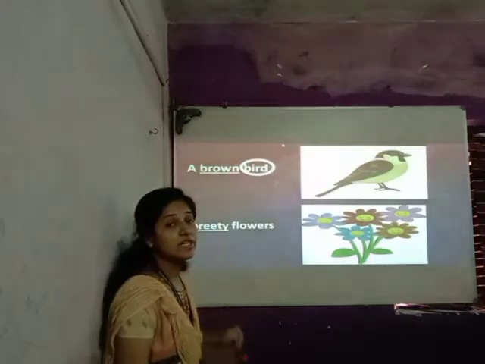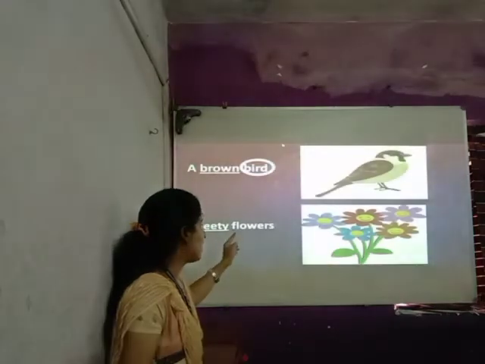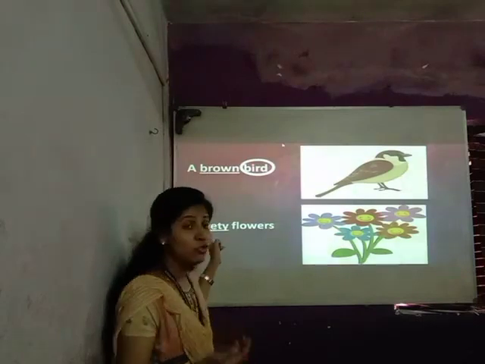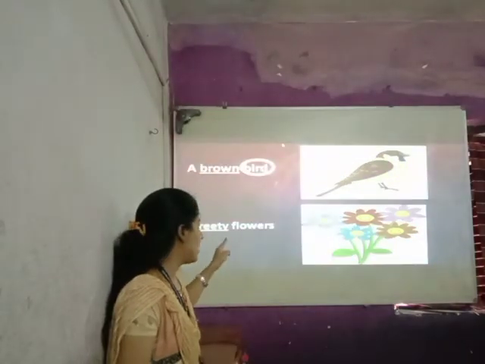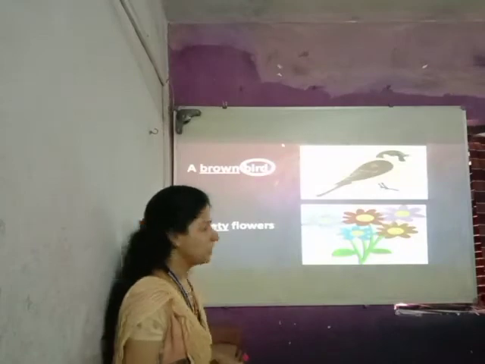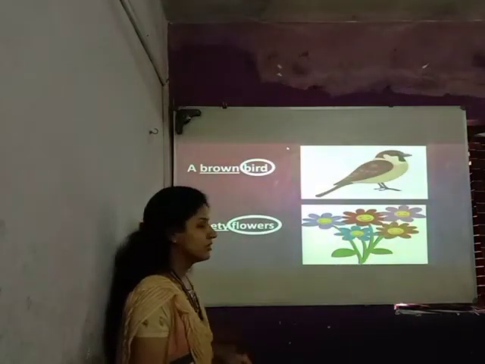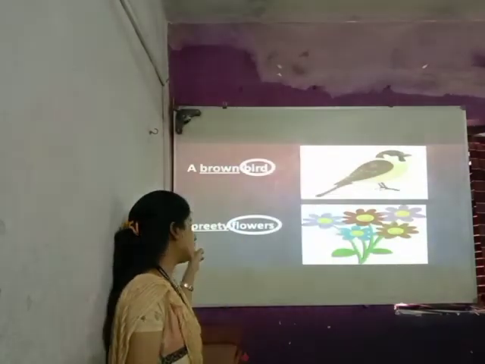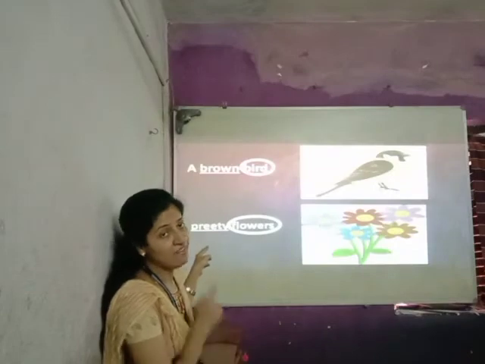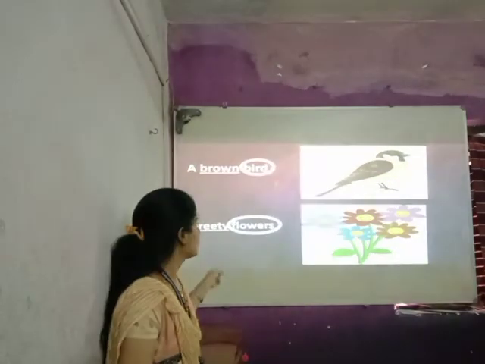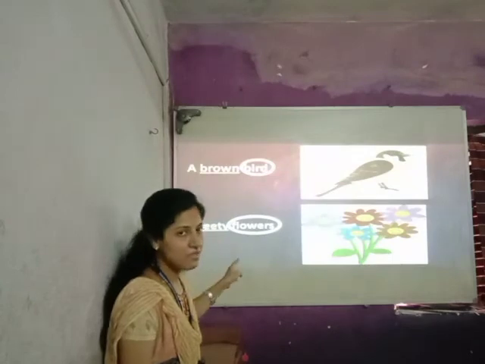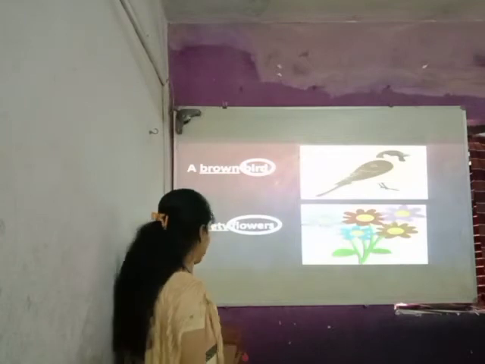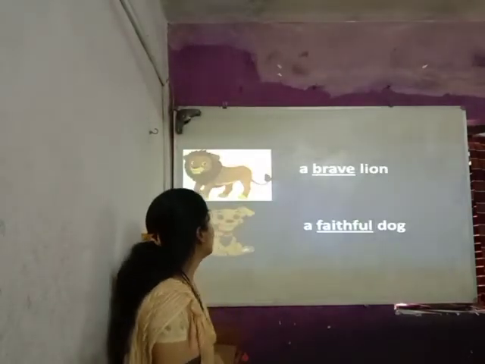So, pretty is a describing word and flowers is a naming word, because who is pretty? Flowers are pretty. So, flowers is a naming word. So, we'll circle the word flowers. So, pretty flowers. Here, pretty is a describing word. That's why we had underlined this word pretty. And flowers is a naming word. So, we had circled the word flowers. Now, see the next example.